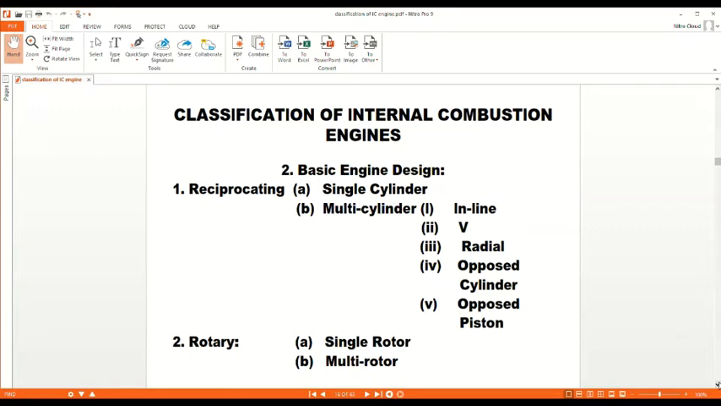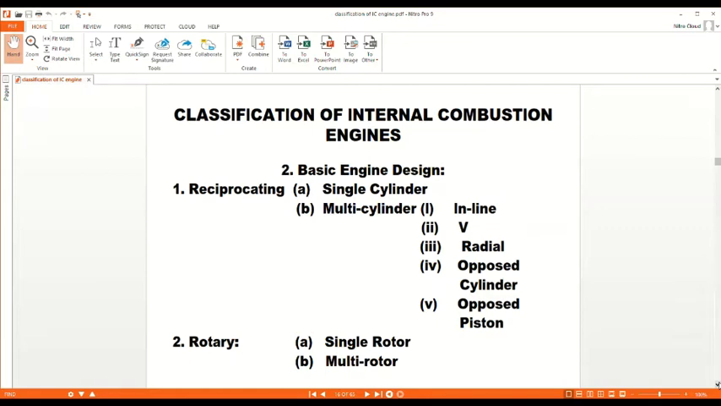Another classification is based on the engine design: reciprocatory engine and rotary engine. Rotary engine means the Wankel engine, and those engines are called rotary engines. The best example is the Wankel engine. Reciprocatory engine means, in basic form, even in bikes we can see it. It might be a single cylinder 4-stroke engine or 2-cylinder 4-stroke engine in a bike. If you take cars and buses, there will be 4-cylinder, 6-cylinder engines like that. So single cylinder, multi-cylinder.